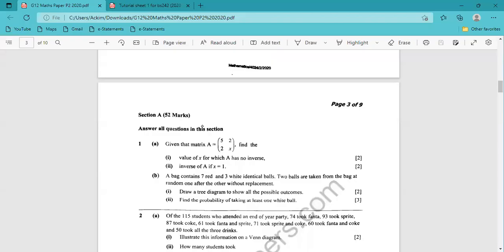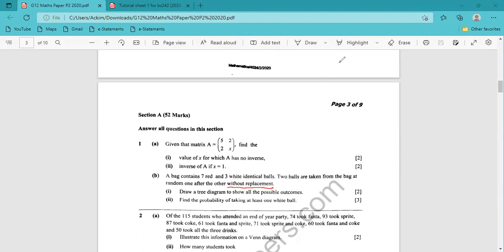Okay, then let's do B. We are saying a bag contains 7 red and 3 white identical balls. 2 balls are taken from the bag at random, one after the other without replacement. So the key word here is without replacement. So we are not replacing. There are 7 red and 3 white identical balls, and 2 balls are taken from the bag at random, one after the other.